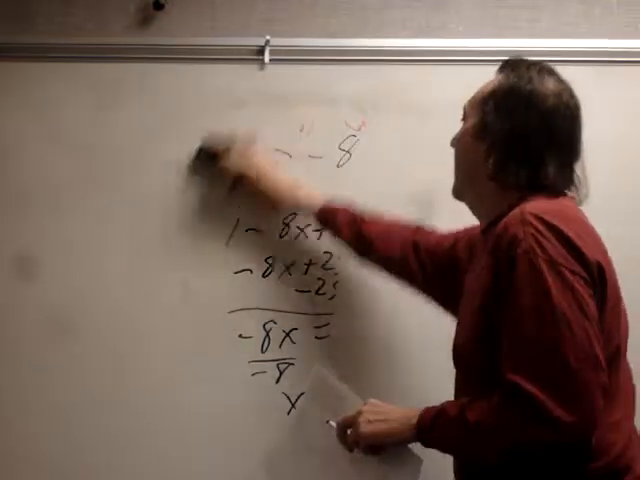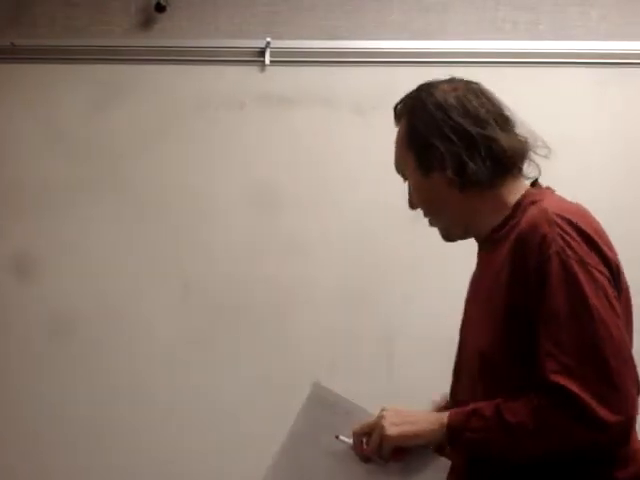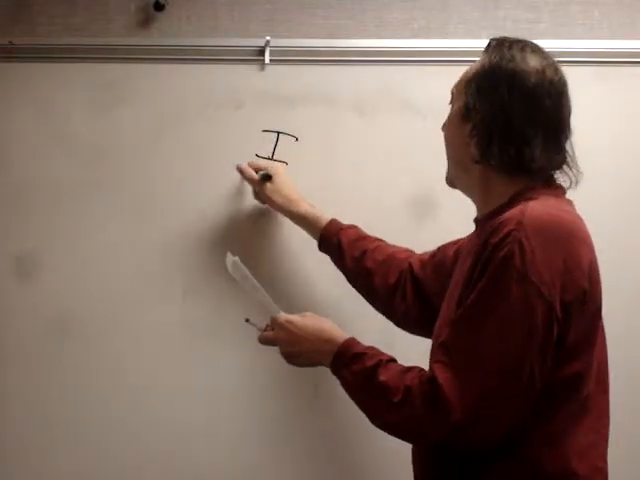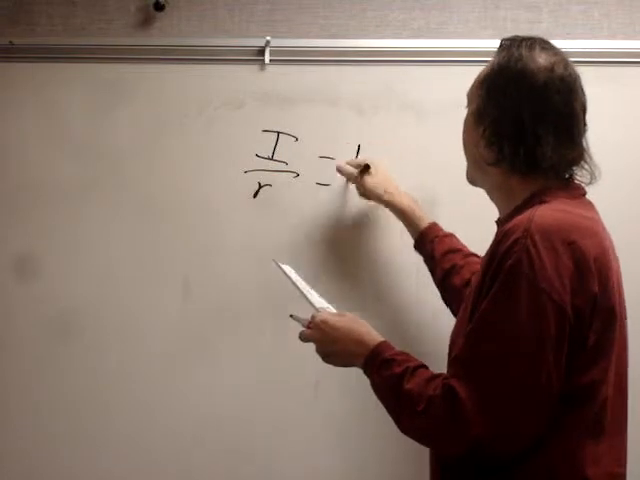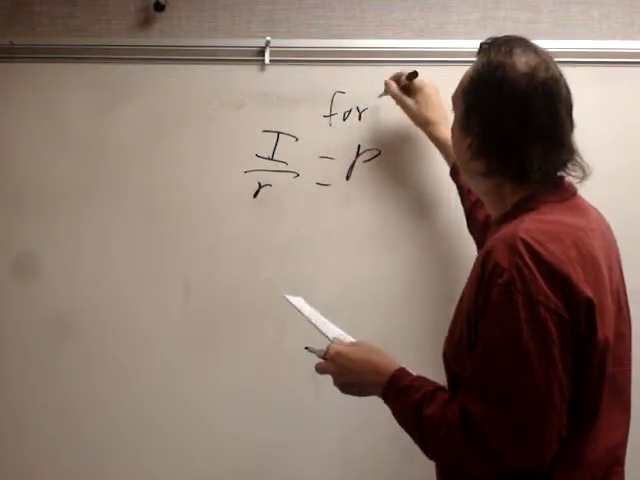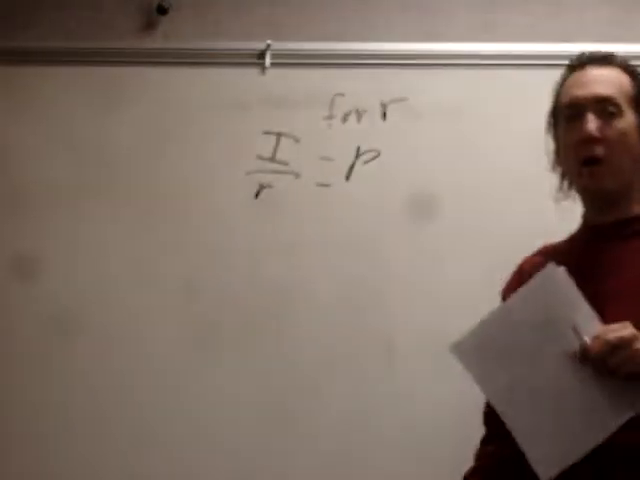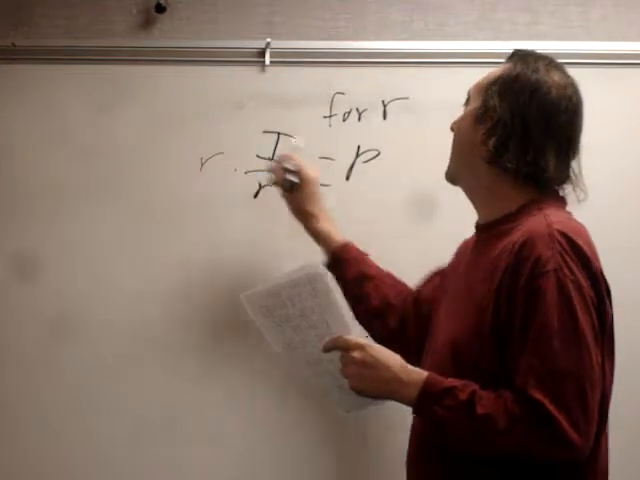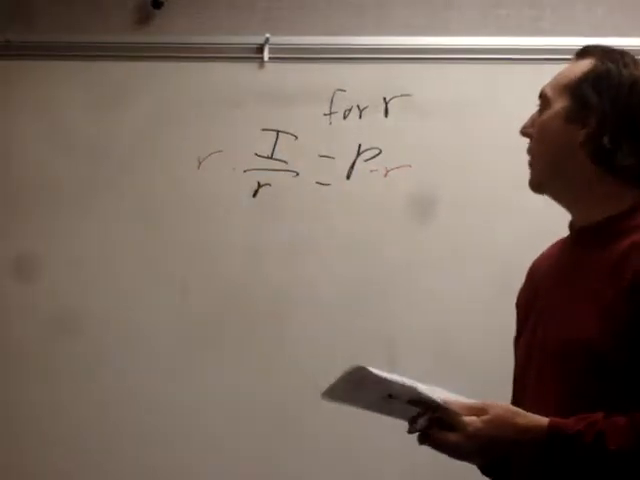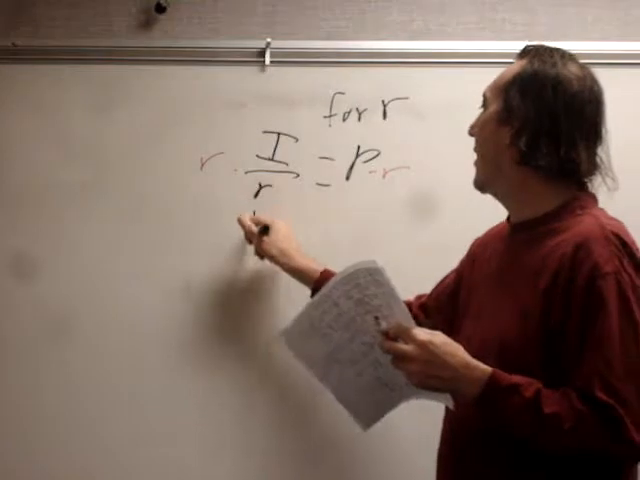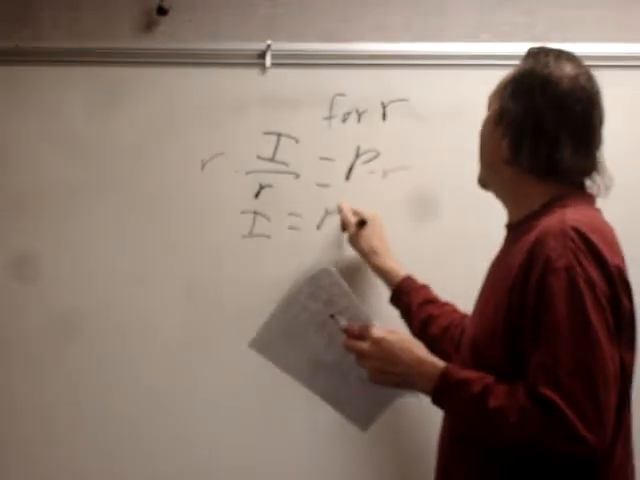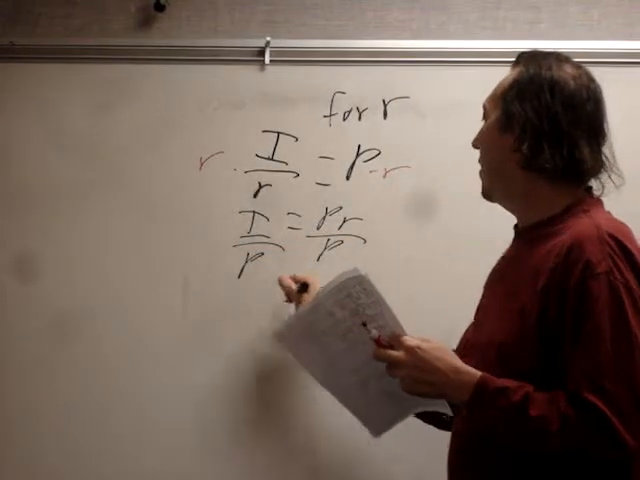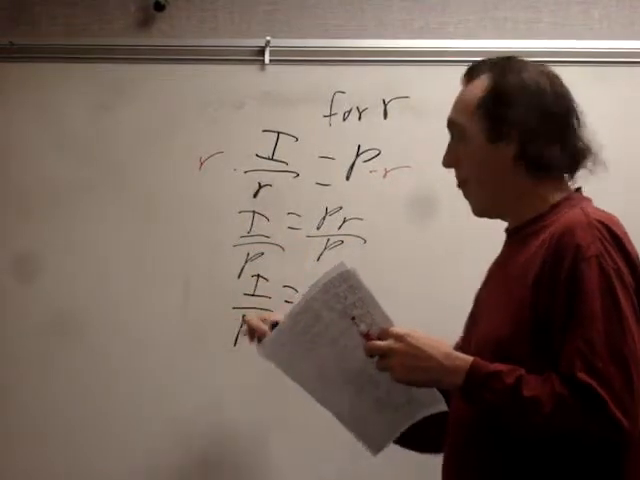The next question is asking just to manipulate some numbers. Say we have I over R equals P. We want to solve for R. So we want R as a numerator. So to do that, first we need to get rid of it as the denominator. So multiply both sides by R. These R's cancel. We're left with I equals P times R. Divide both sides by P. R equals I over P.